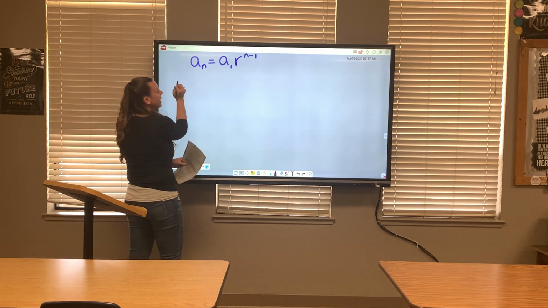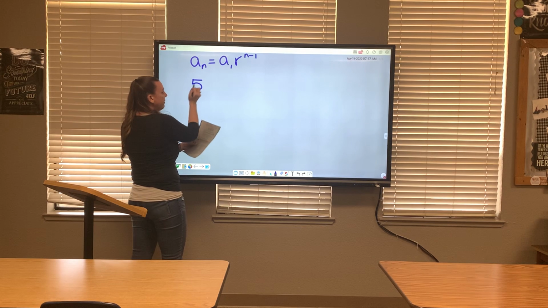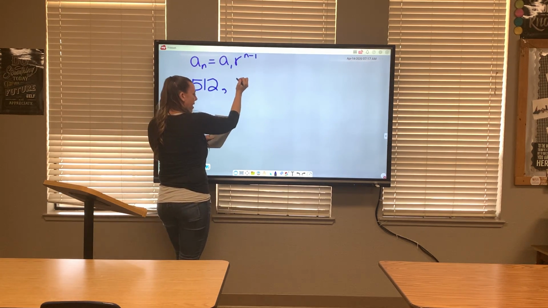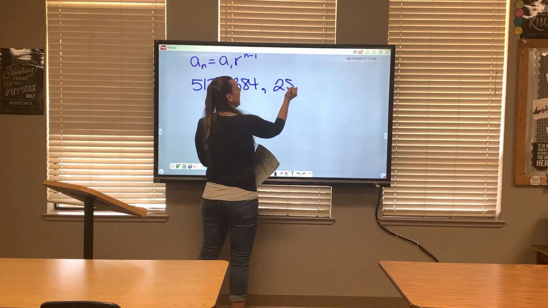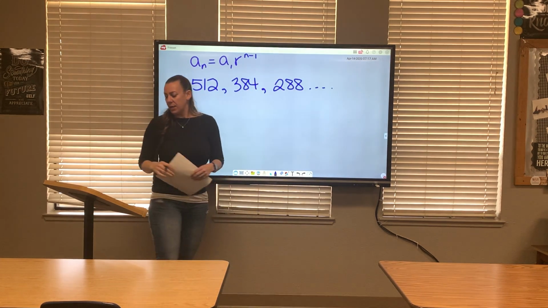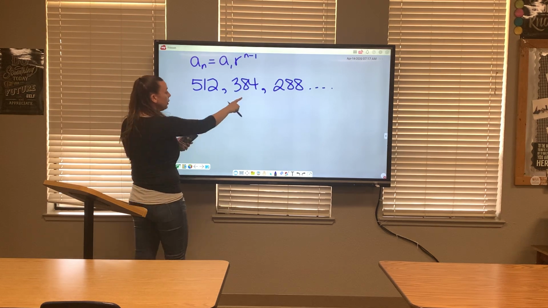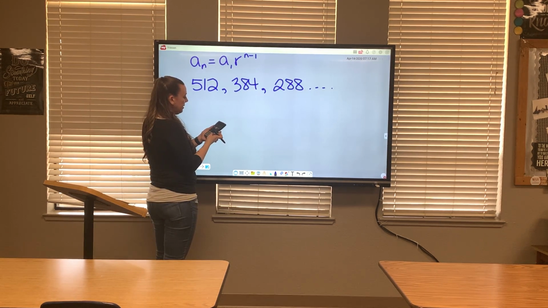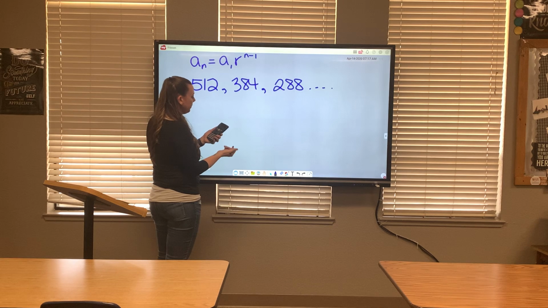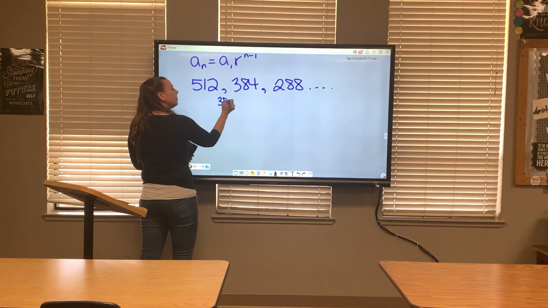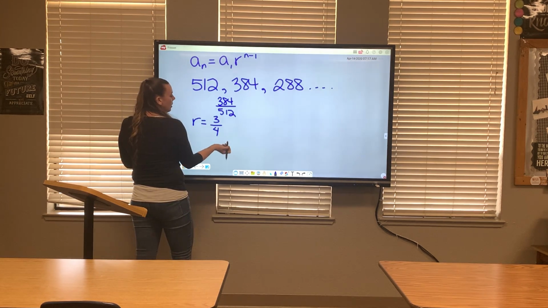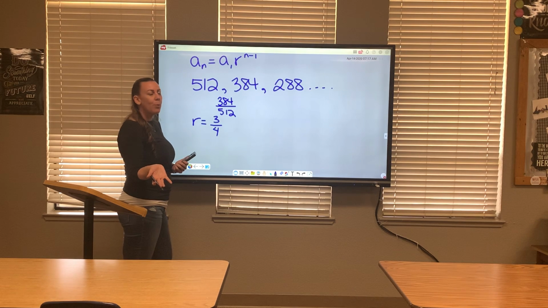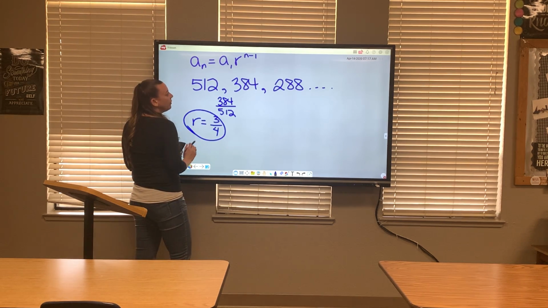So this is at the very top of page 733. I'm going to start with 512, and then I have 384, and then I have 288. So I want to find that common ratio. In order to do that, I have to go 384 divided by 512, and that's going to be 384 over 512. My r is going to be 3/4, or if you do it on your calculator, you could get 0.75, but let's go ahead and write it as a fraction first.